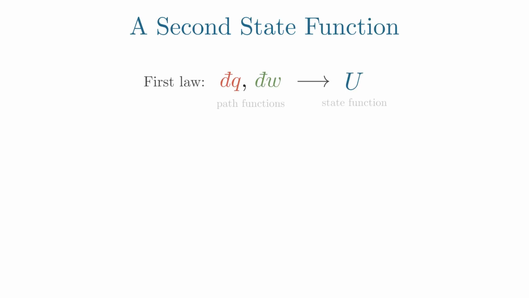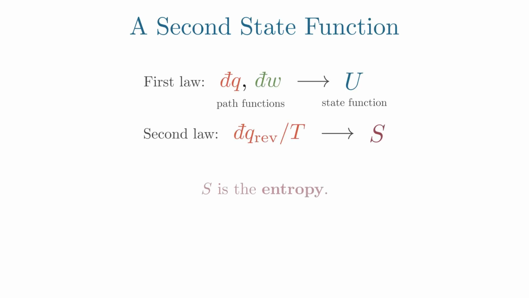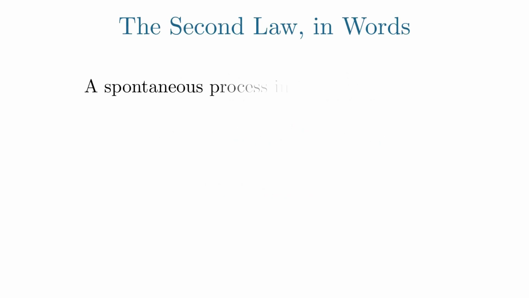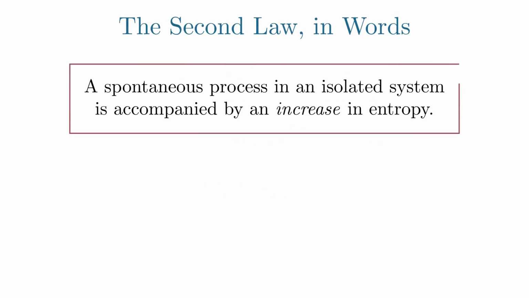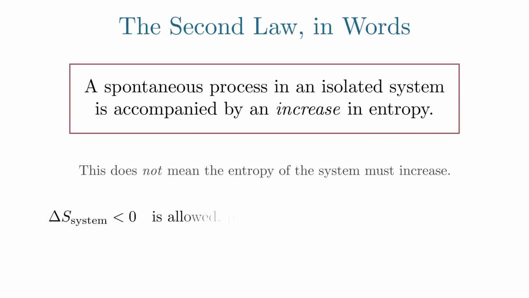The first law introduces a state function, internal energy U, by combining two path functions, heat Q and work W. The second law introduces another state function, S, entropy. The second law can be stated as: a spontaneous process in an isolated system is accompanied by an increase in entropy. Note this does not mean the entropy of the system must increase, because it could decrease provided that the entropy of the surroundings has an even bigger increase.